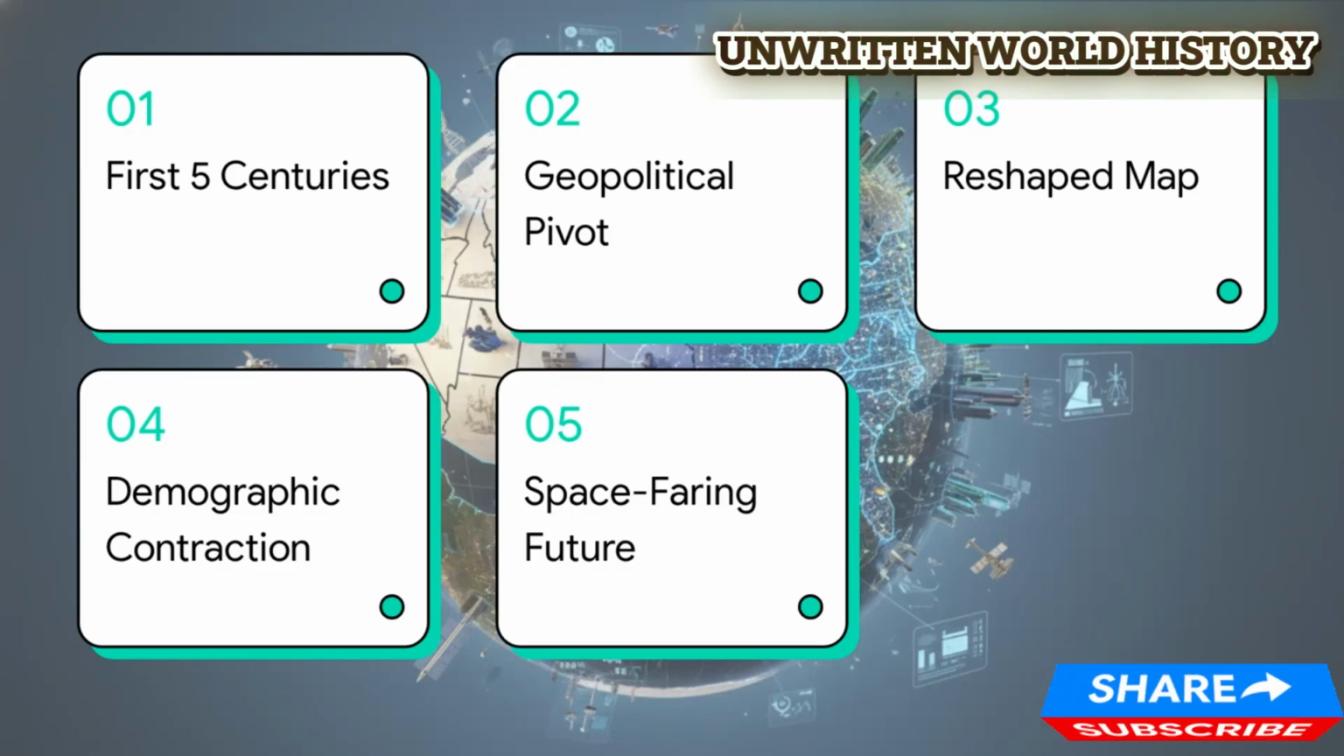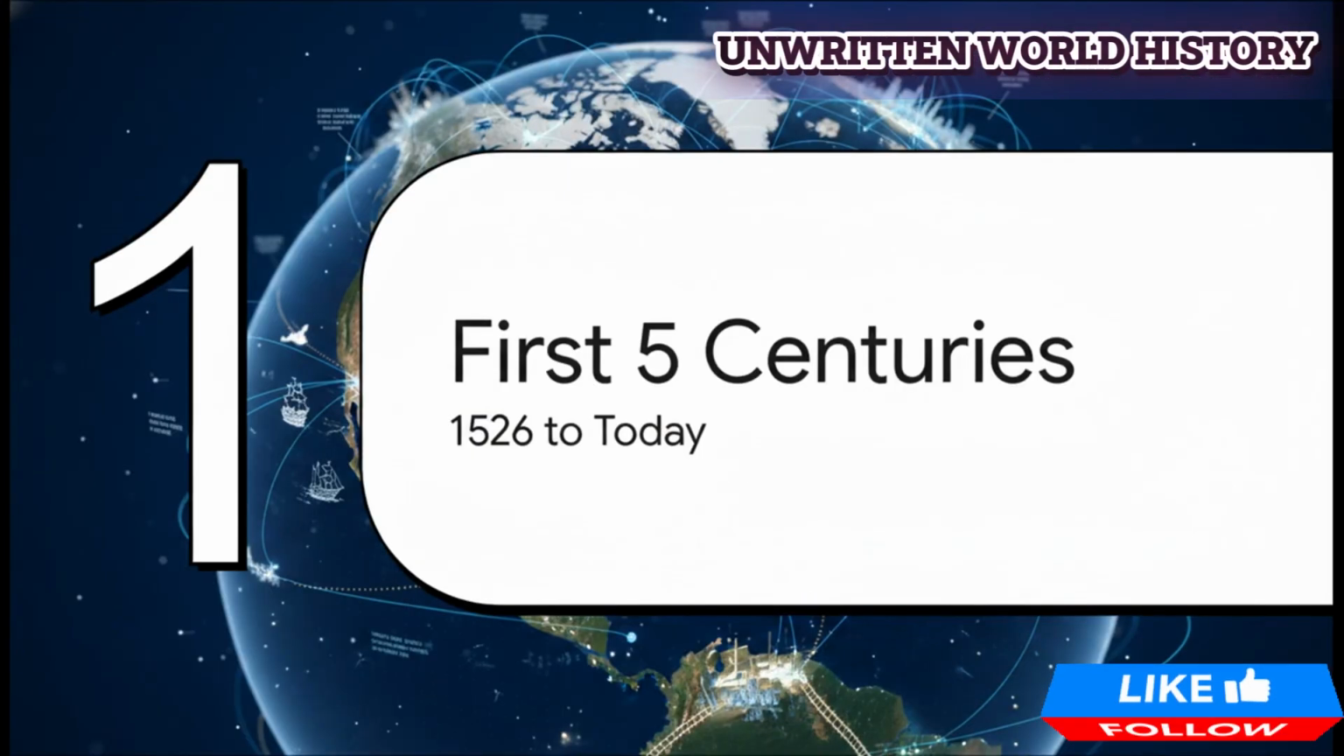To help wrap our heads around this timeline, we've broken the agenda down into 5 distinct eras. We'll kick things off with the first 5 centuries, move into the current geopolitical pivot, explore a reshaped American map, look at demographic contraction, and then end with the spacefaring future. Okay, let's jump straight into Section 1, the first 5 centuries.